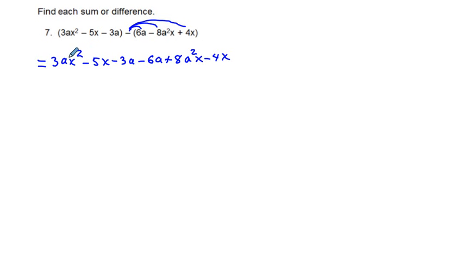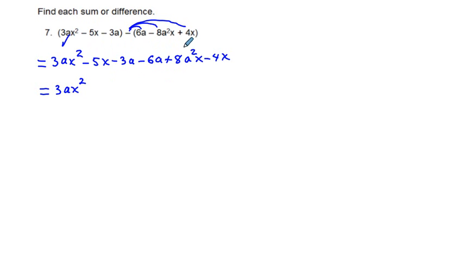So we're going to take this 3ax squared. Now one thing you've got to be careful about here is that it almost looks the same as this one here, 8a squared x, but it's not, because they're different. One is x squared and one is x. So we check that off.